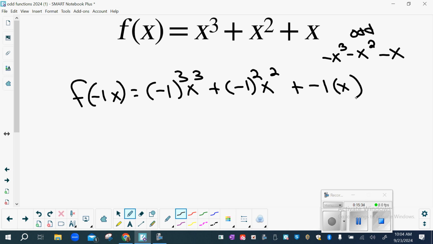Ooh, I got one left over. So negative x to the third. These guys go away. Plus x squared. That guy stays. So let's see. Does it look like this guy? No. Does it look like this guy? No. He's neither, because we have a mix of odd and even exponents. It's nothing.